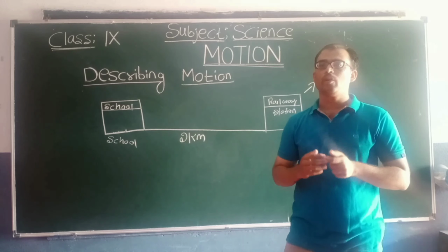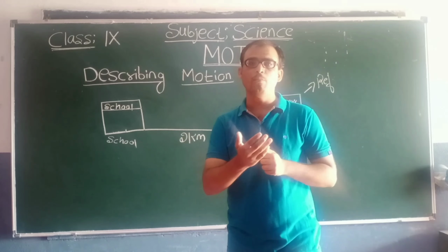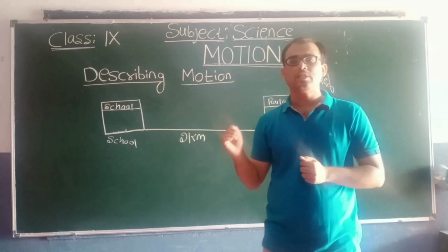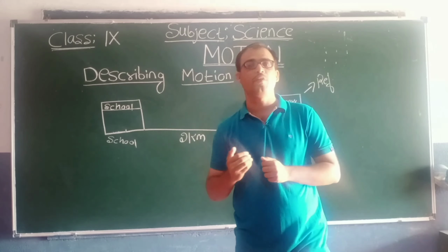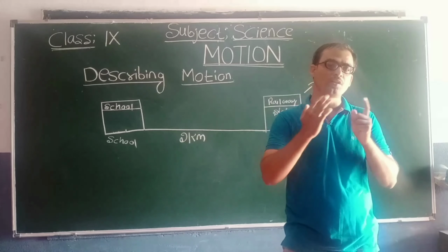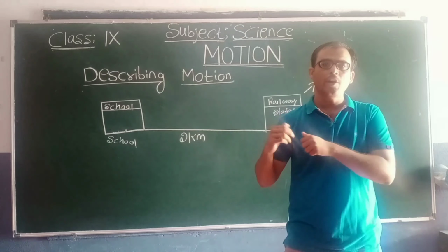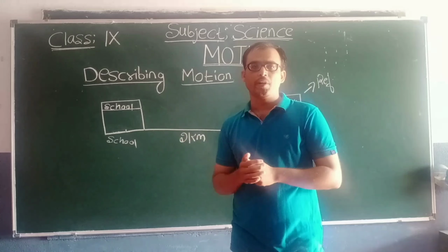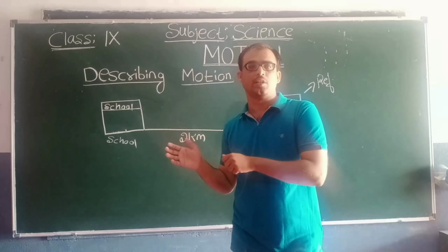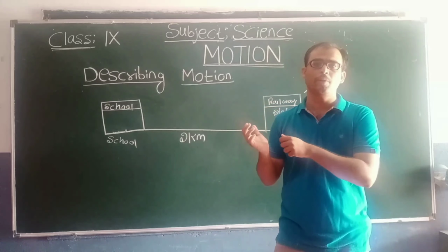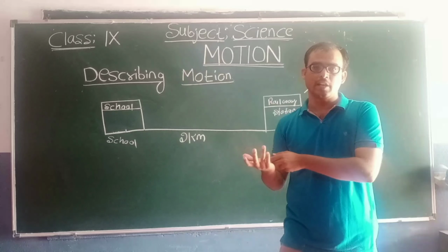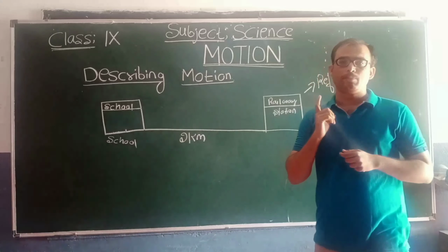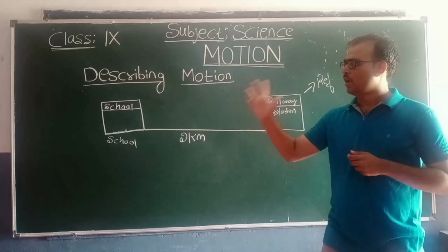If you say like this, then your uncle will ask from where it is 3, 4 or 5 kilometers. Your uncle needs a reference point to determine the position or location of your house. So you can say, uncle, my house is 5 kilometers in the direction of north from the railway station, or my house is 10 kilometers in the direction of south from the bus stand. In this way, with the reference point, you can specify the position of an object or thing.